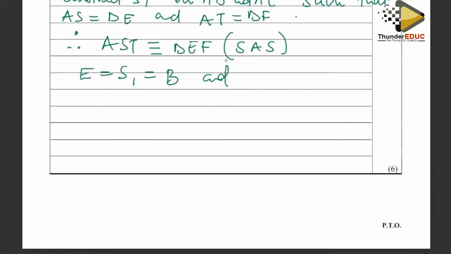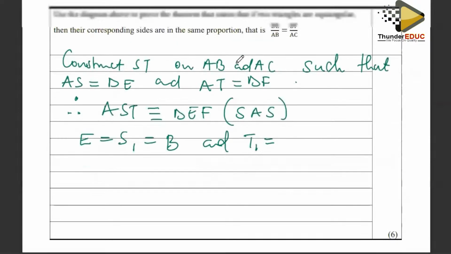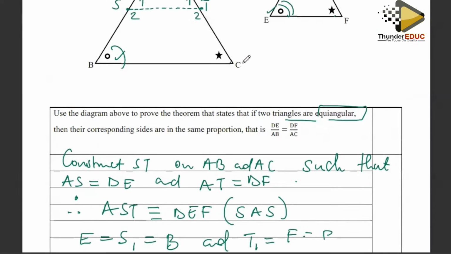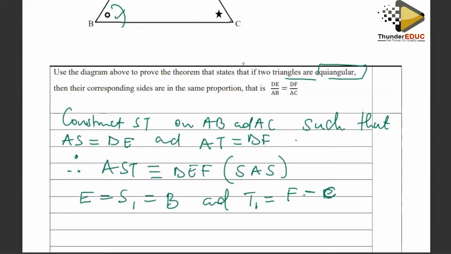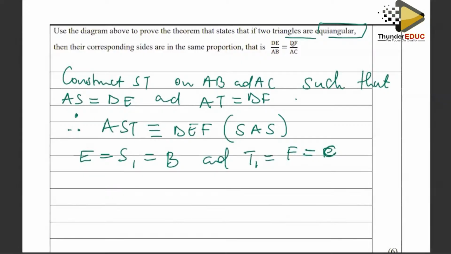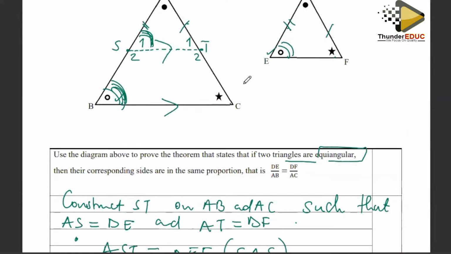Which is the same as this angle here, B. And then consequently, we know that T1 is the same as that other angle, F, which is the same as which angle? C. Then if that is correct, it makes these angles corresponding. And if they are corresponding, it means that these lines are parallel. So we're going to say that therefore ST is parallel to BC, by the converse of corresponding angles.